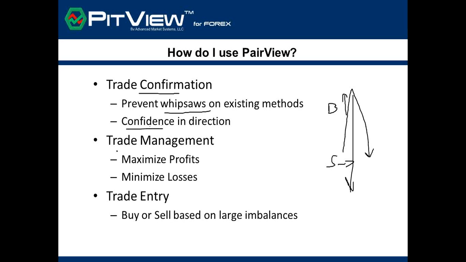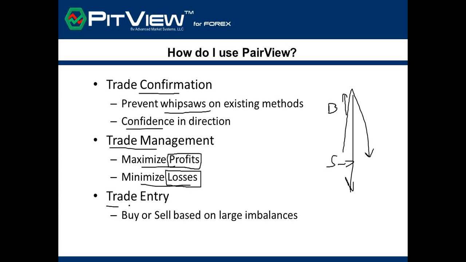Trade management, when I say maximize profits and minimize losses, if you see large buy and sell imbalances occurring on the underlying instrument that you already may have bought or may have shorted, it can also give you confidence to stay in trades longer to maximize your profits as it's going in your favor if you see that you're on the right side of the market maker activity. It can also help you minimize losses by getting out of trades earlier if you see large shifts in the buy and sell imbalances. So trade management is another way that people use it for trades that they're already in.